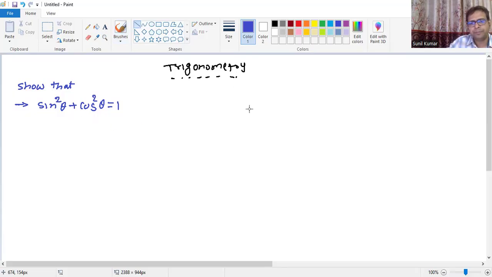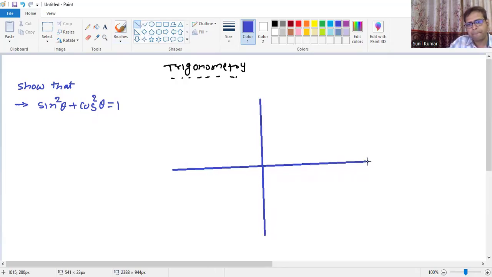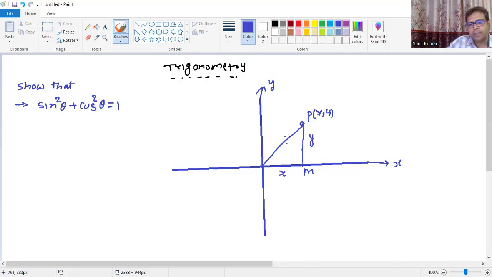Suppose we consider a coordinate system. Here we have a y axis and this side we have an x axis. So we have a point here, and the coordinate of this point is, suppose, x comma y. If we have a coordinate, then we can say this one is the perpendicular y, this one is the base, and here we have OP as the hypotenuse, and the angle is theta.